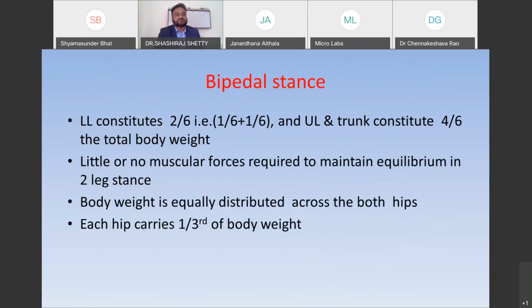Next, bipedal stance. The lower limbs constitute 2/6, that is 1/6 on each limb, and the upper limb and trunk constitute 4/6 of total body weight. Little muscular force is required to maintain equilibrium in two-leg stance. Body weight is equally distributed across both hips. Each hip carries 1/3 of the body weight.